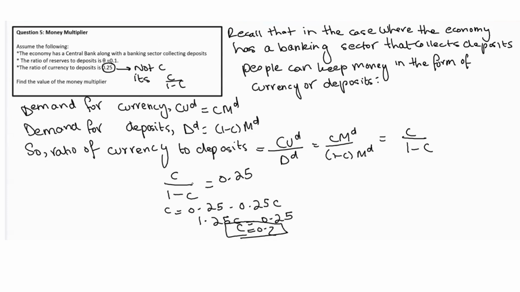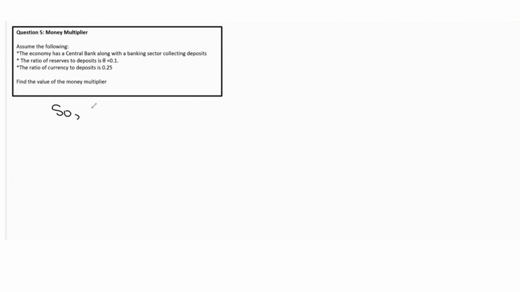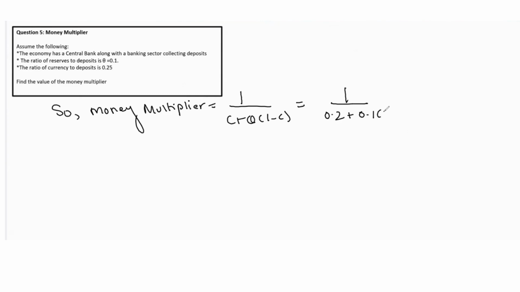So now we can find the money multiplier, which is 1 by c plus theta (1 minus c), that is 1 by 0.2 plus 0.1 times (1 minus 0.2). We can simplify this as 1 by 0.2 plus 0.1 times 0.8. And this turns out to be 3.57. So this is our money multiplier.